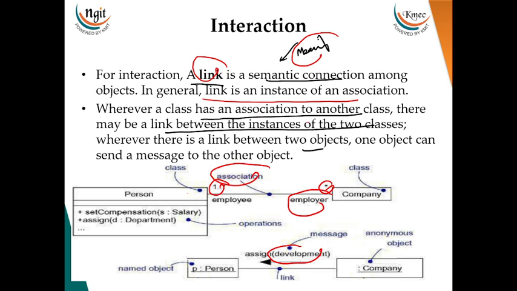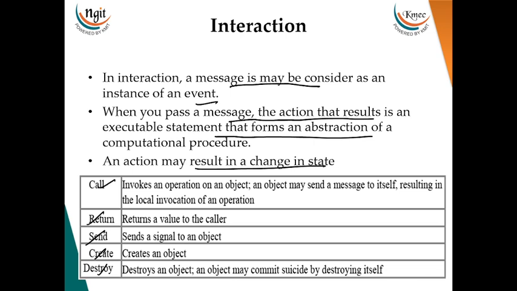Whether a class has association to another class, there may be a link between the instances of the two classes. Whether through the link between the two, one object sends a message to the other. So if there is a link between the classes, this is called interaction, and if there is a message written on it, that shows what type of interaction, what type of operation is going on. Correct? This is what interaction is.